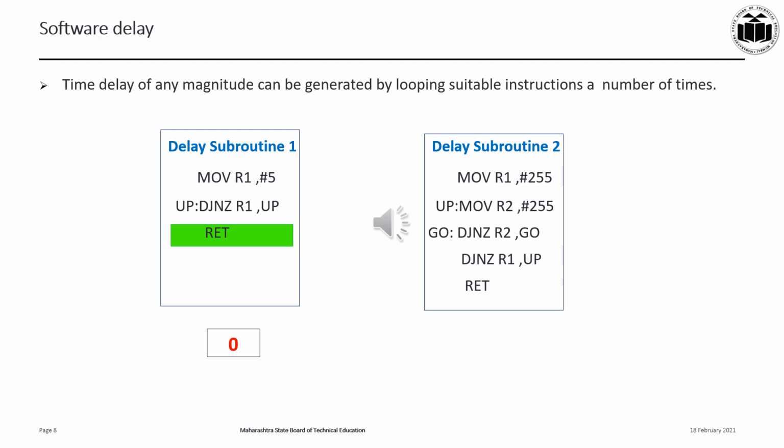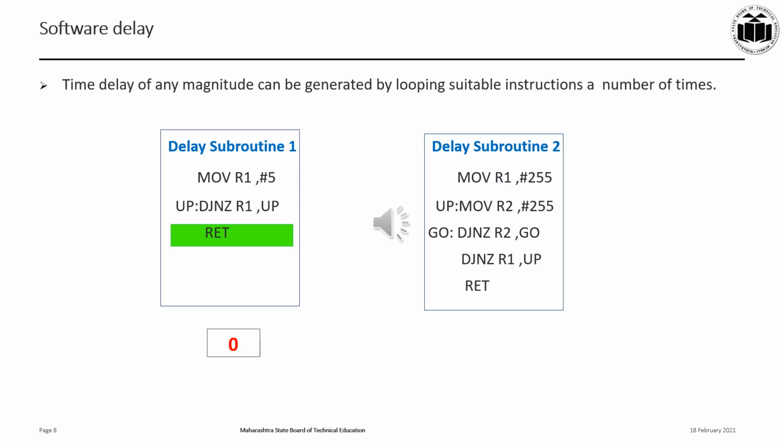In delay subroutine 2, a nested loop concept is used. Two registers R1 and R2 are loaded with the maximum count 255. First, the inner loop is executed. The inner loop DJNZ R2, GO executes 255 times, and when R2 becomes 0, then the outer loop DJNZ R1, UP is executed.